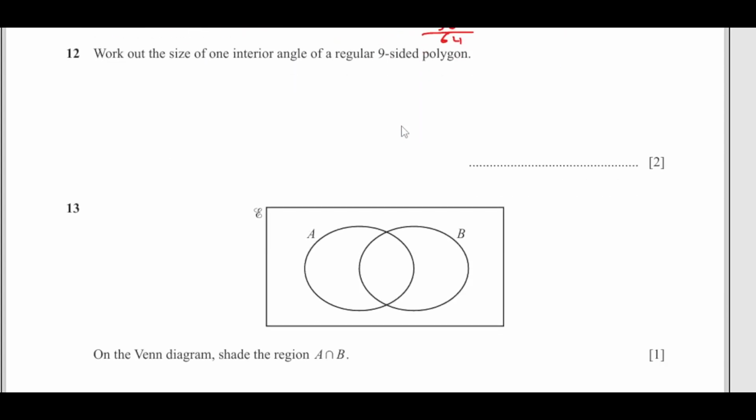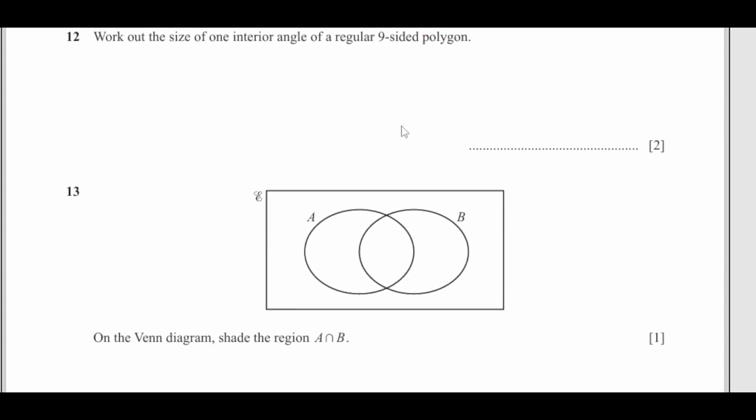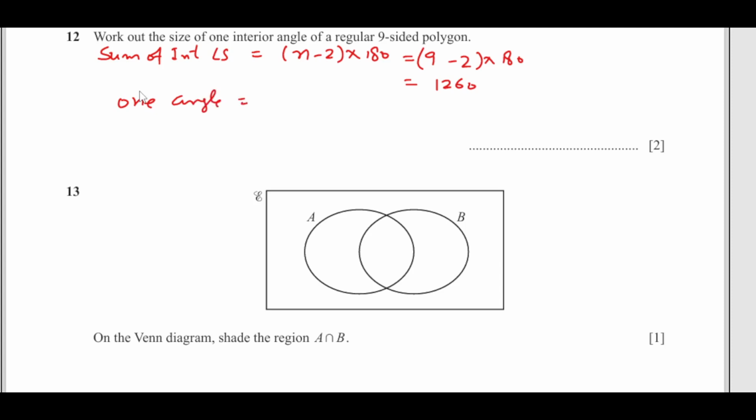Now number 12, work out the size of one interior angle of regular 9-sided polygon. Now we know that sum of interior angles of a polygon is n minus 2 times 180, right? So this n is 9 here, 9 minus 2 times 180. So if you calculate this, this is 1260. So that is the sum. So one angle is going to be 1260 divided by, there are 9 angles, which comes out to be 140 degrees.